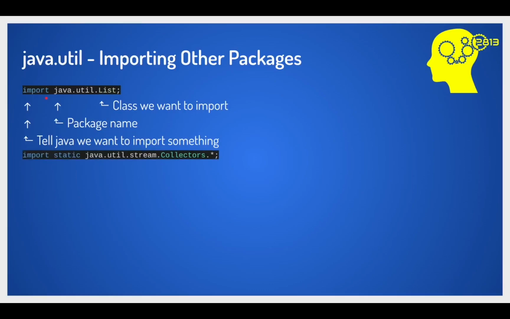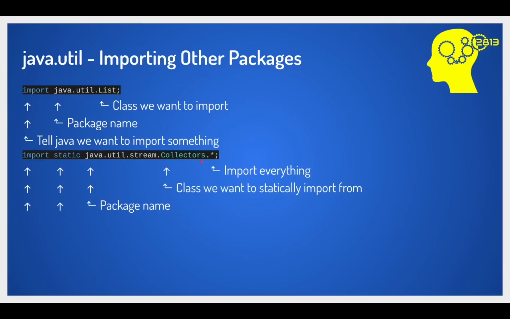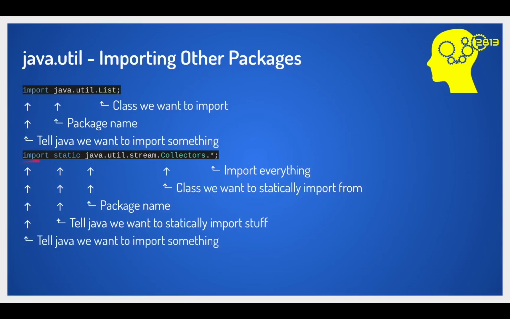You can also do another way where you can use a little asterisk to import everything. You have your class again that you want to import. You have your package name, and then static basically just tells Java that you want to statically import something, which means you can access the static information from that class. And then you also use the keyword import again.